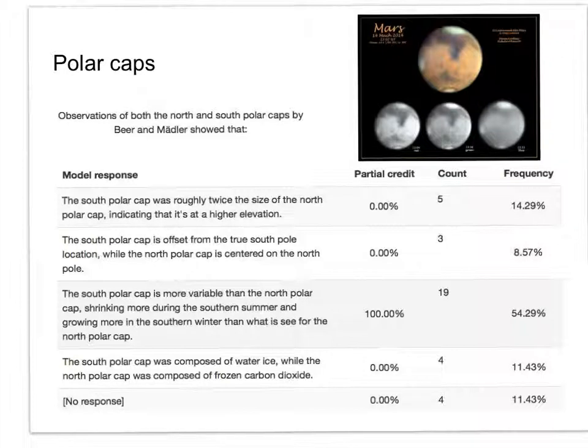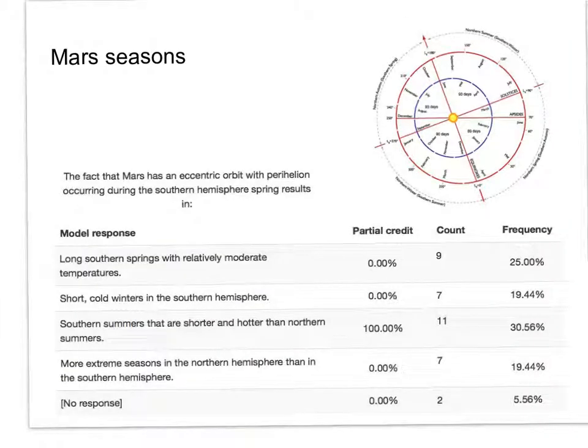So, actually, most people got this question right, that some of the early observations during the geographic period of Mars exploration, these observations made by Beer and Mädler, showed that the south polar cap is a lot more variable. It grows bigger in the southern winter and shrinks more in the southern summer compared to the northern polar cap. And the reason for that, we will actually defer to when we talk about climate.